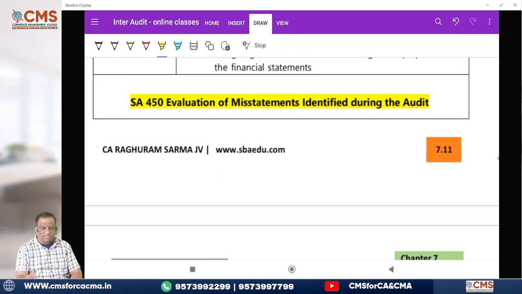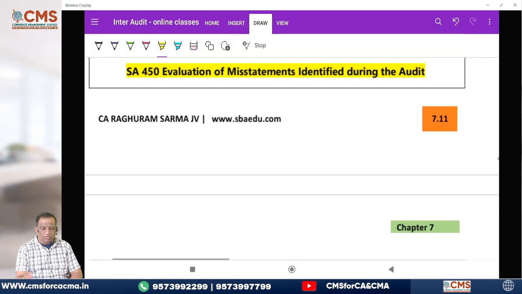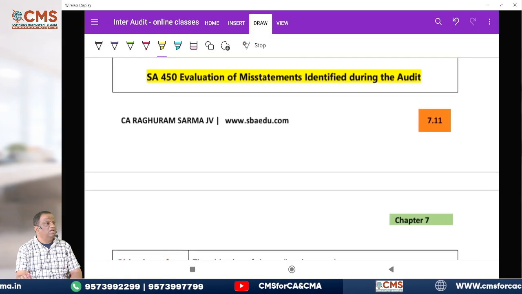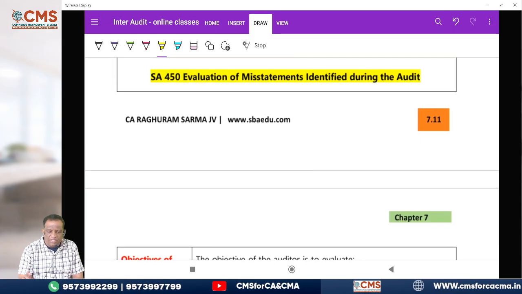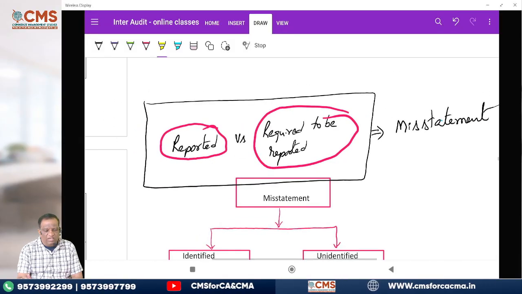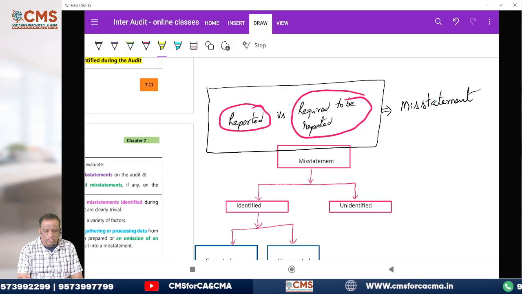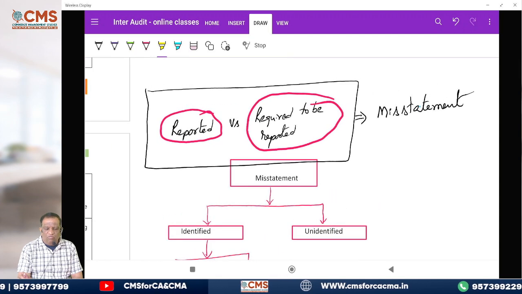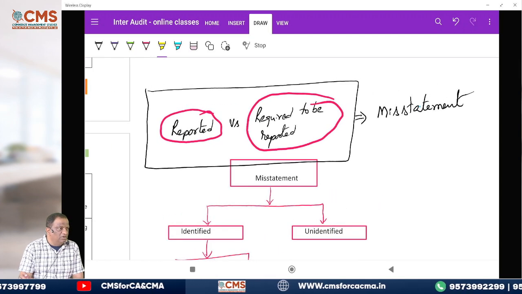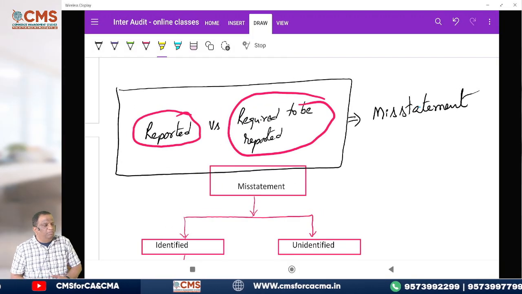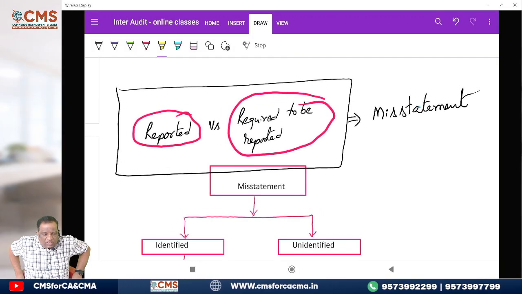So SA 570, SA 580, we will come to it. But before that, there is a small standard on evaluation of misstatements identified during the audit. It's a small standard, so let us look at the summary and close it. First, you need to understand, what do I mean by misstatement? Now, when I say misstatement, that is an error, putting it in student language. But what is an error?